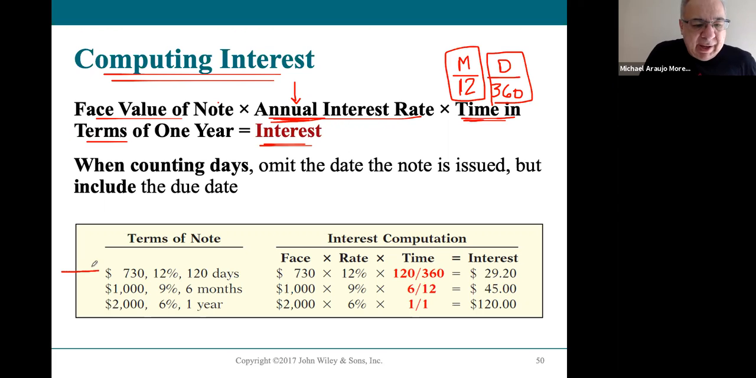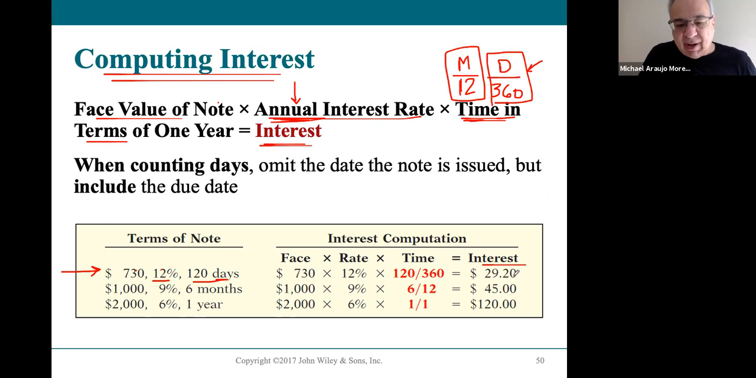So here's some examples. Let's look at the first row. We have a $730 note at a 12% rate. Again, that's for the year, times 120 days. So here it's in days, so we're going to need to use this part in the formula. So 730, that's the amount of the loan, times 12%, that's the annual rate, times 120 days, because that's the number of days the loan is for, divided by 360 days, which is the number of days we're using in a year when we compute interest this way. So the amount of interest is $29.20.